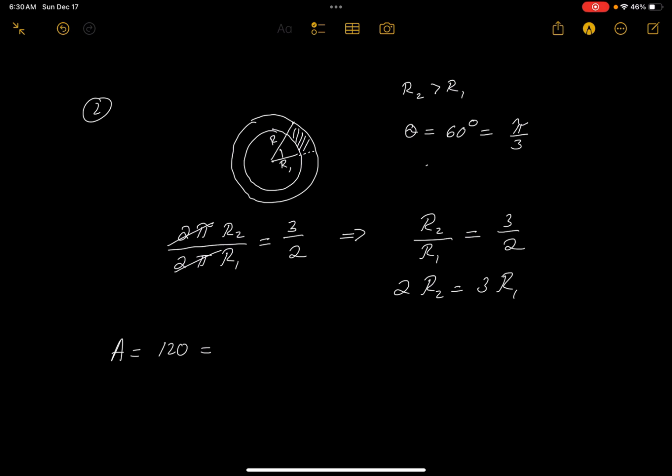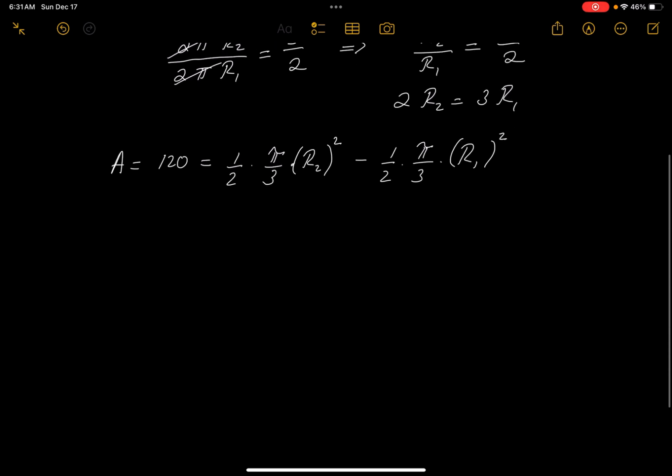So I'm going to write down what that is. The area of a sector is 1/2 theta radius squared. Let's do the big sector first. So 1/2, theta is pi over 3, times the big R squared, that's R2 squared, minus the small one. So 1/2 pi over 3 times R1 squared.